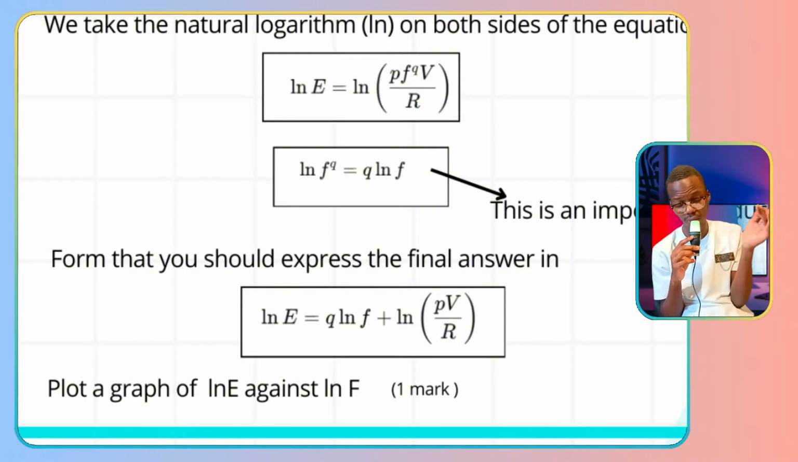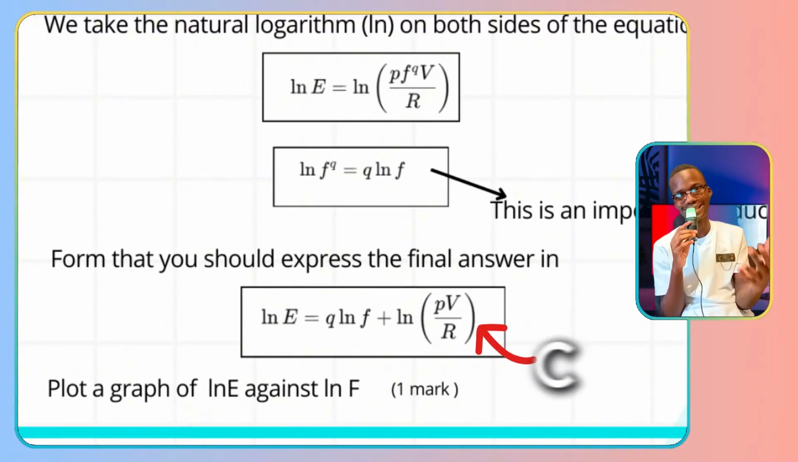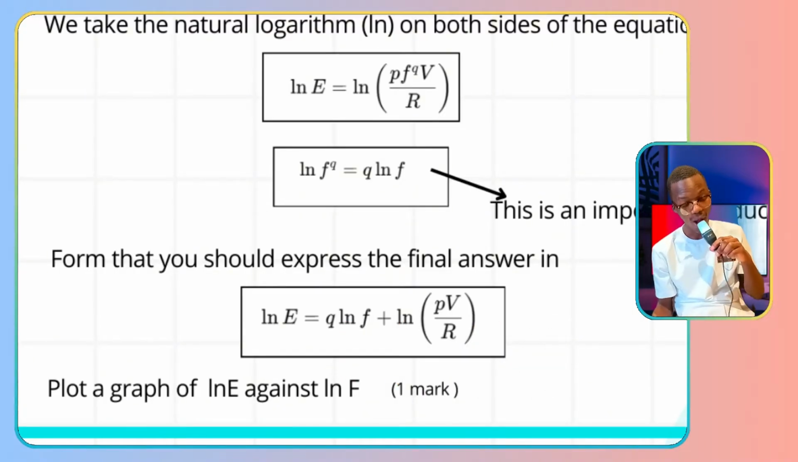Don't separate it too much and say ln P minus this plus this. Just combine everything that needs to be separated as one thing. So now ln E will be equal to q ln F plus ln PV divided by R. That's essentially the equation that you're going to create. So if you look at this equation, this is Y, Q is M, and then this is X, plus everything here is C. So now I've expressed this equation in the form y = mx + c. So what do I tell the examiner? I tell them plot a graph of y against x, right? Y against x. Remember that format.